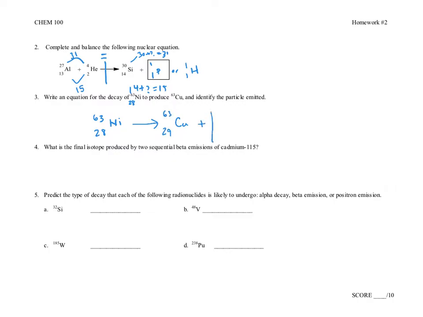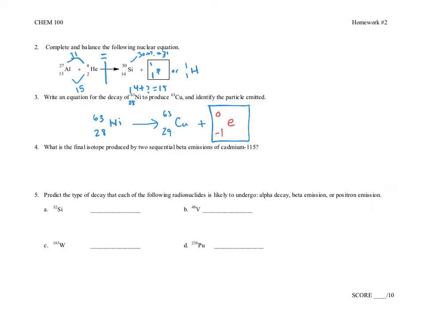So here you're just trying to figure out what is my missing particle. My mass number hasn't changed. I have 63 on both sides. I don't need any more. But on the bottom, I have 29, and I need to get it down to 28. So I'm going to have to put a -1 there. And so this is a beta particle.